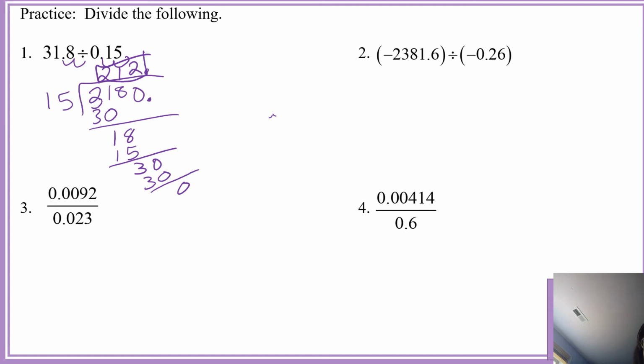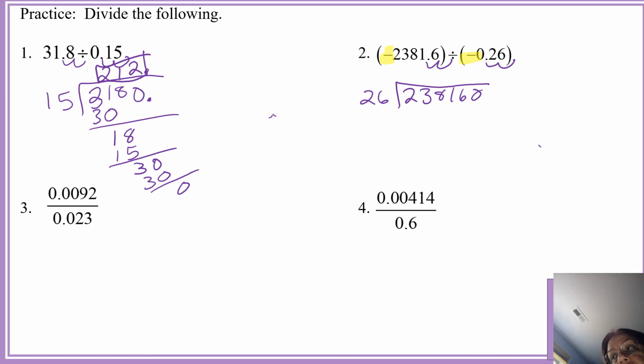All right, notice I've got negatives. Okay, that should be a big warning to you. But I have 2 of them, so my answer is going to be positive. Same, positive. So I'm going to move this 2 places. So this one has to get moved 2 places. 2, 3, 8, 1, 6, 0 divided by 26.